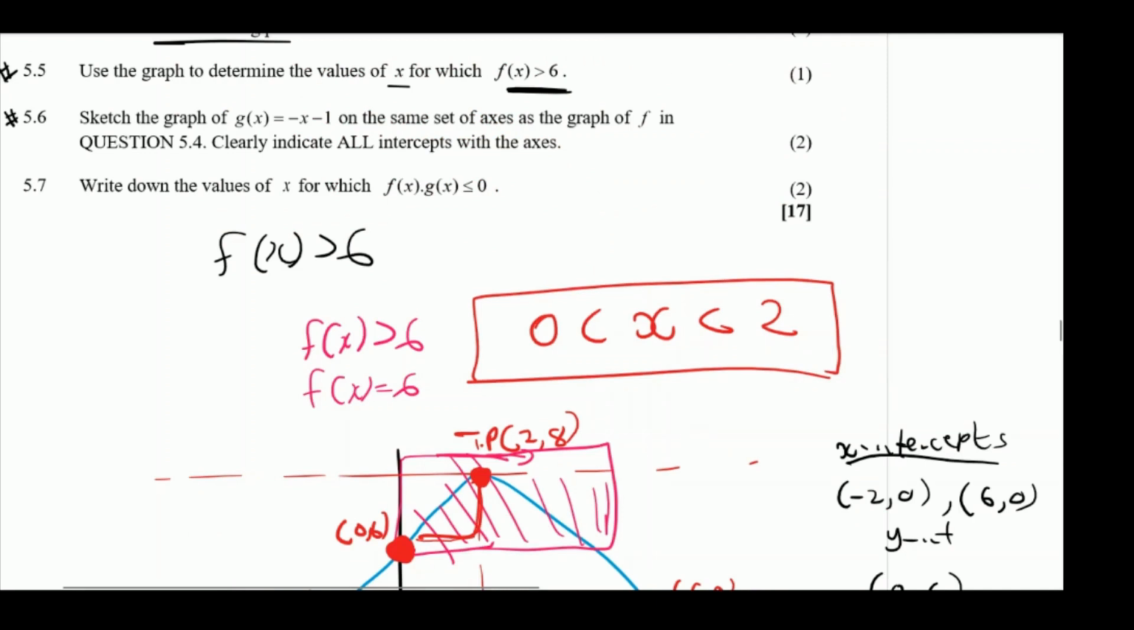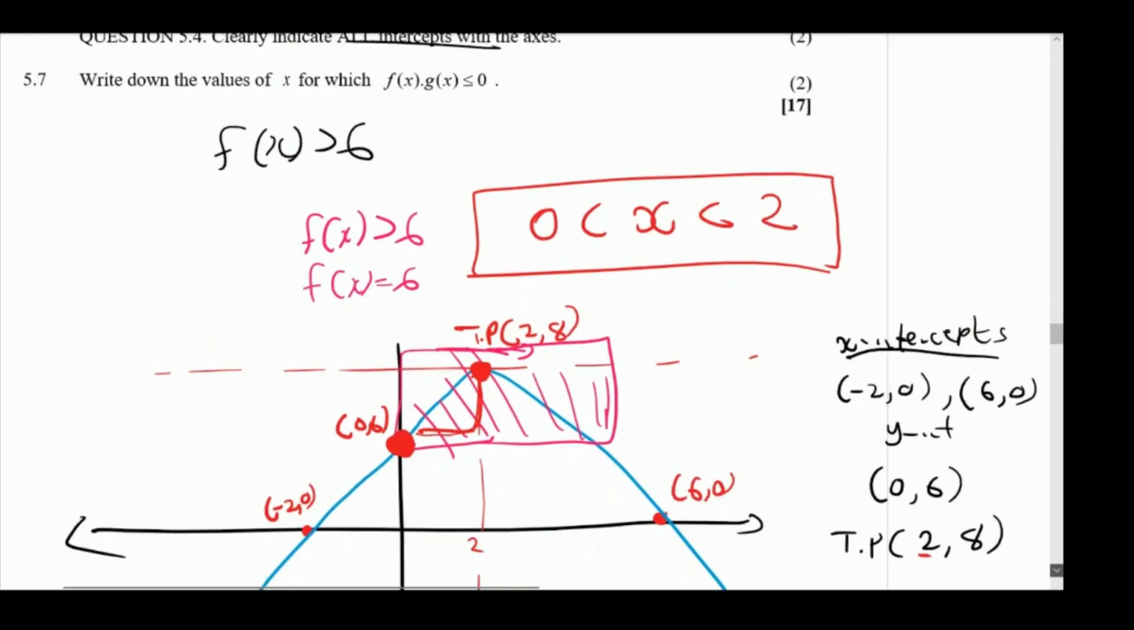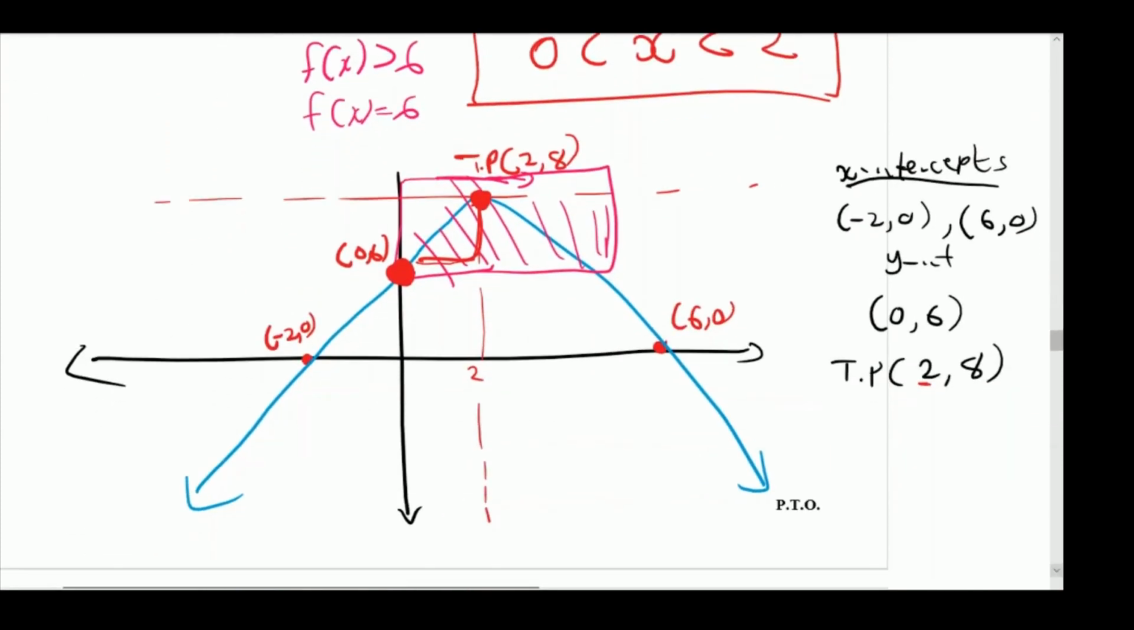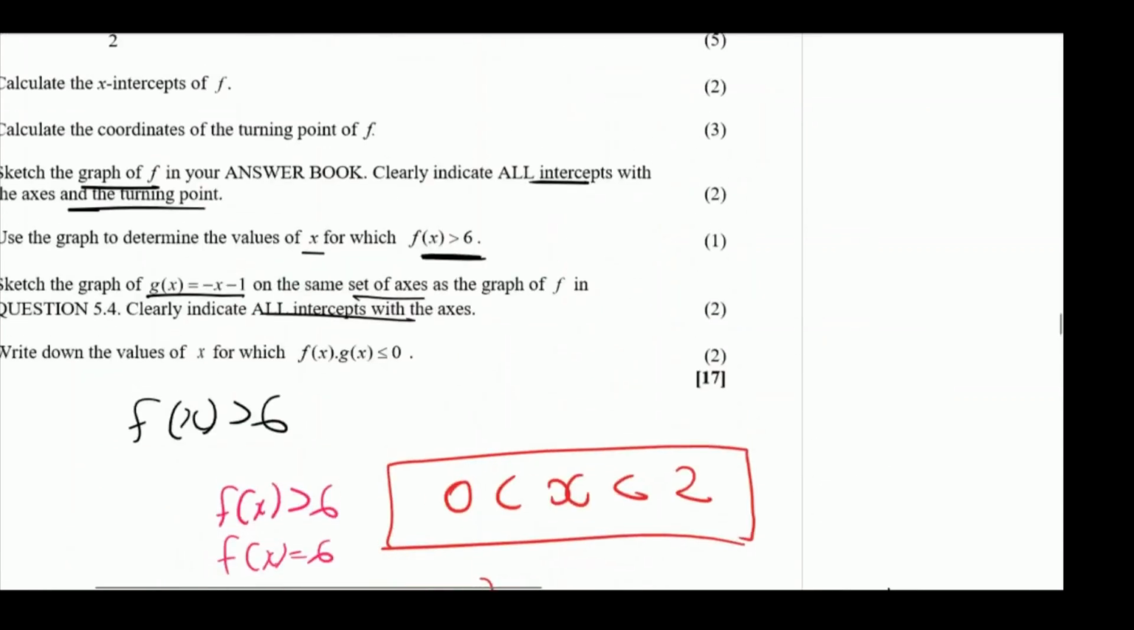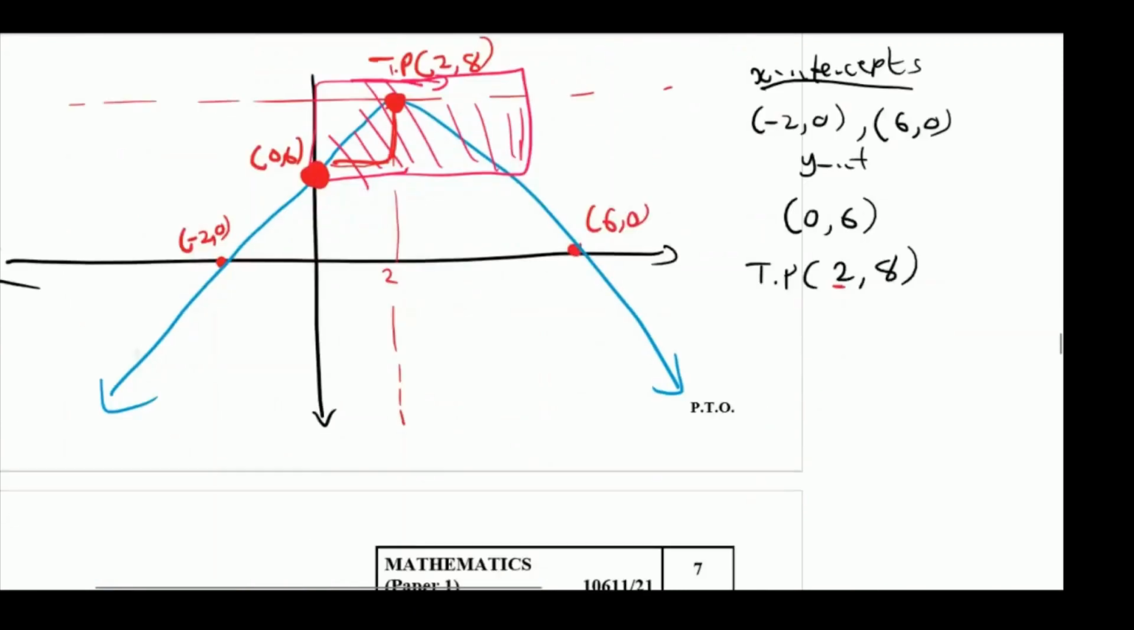5.6 Sketch the graph of g of x equals minus x minus 1. So you're asked to sketch the straight line on the same set of axes and indicate all intercepts. So what you're going to do is first find the intercepts of this graph. The equation we are given is g of x equals minus x minus 1.